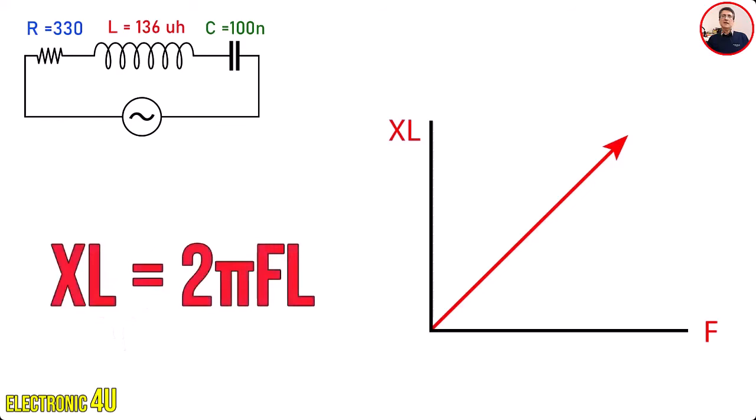This is the formula for inductive reactance. XL, inductive reactance, in ohms; f, frequency of the alternating current, in hertz; L, self-inductance, in henries. This graph shows that as the frequency increases in a coil, the inductive reactance increases linearly. This means that the higher the frequency, the more resistance the coil offers to the flow of current.